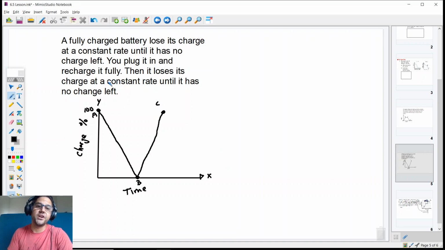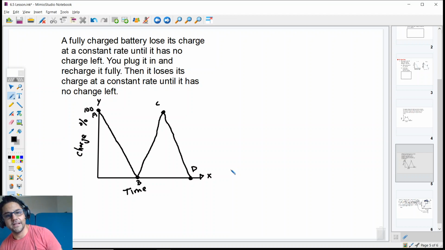Then it loses its charge at a constant rate until it has no charge left. So again, you're going to deplete it completely all the way. Sorry, those lines aren't the greatest. Down to part D. So starts off full, dead. Charge it up, dead. And that's essentially how our phones work, right? Sometimes we run it all the way out, but sometimes we catch it before it dies.